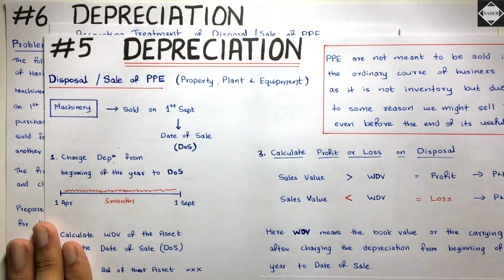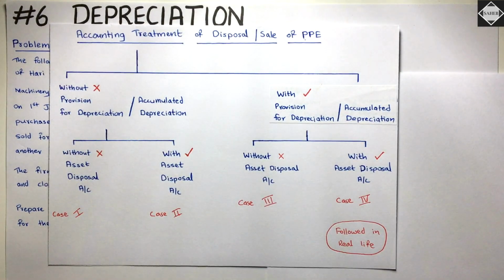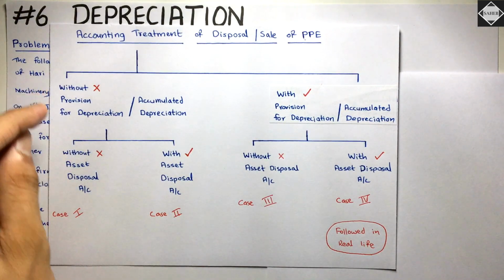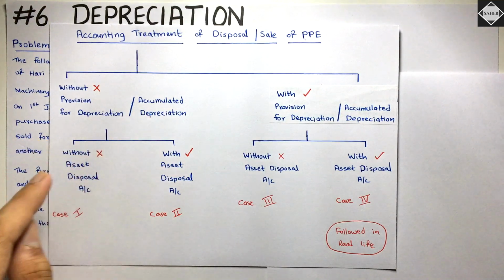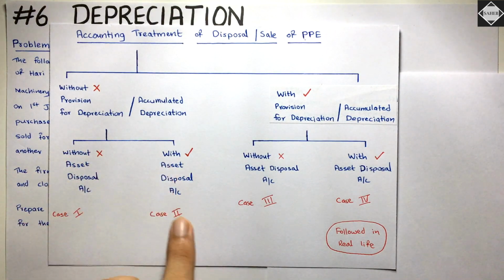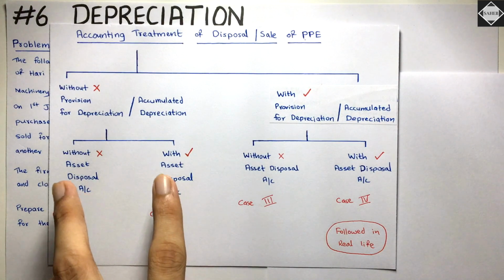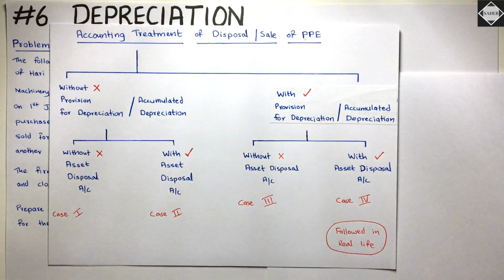Fine. So this is what we did, and in the previous video we saw these two cases of accounting treatment, without provision for depreciation or accumulated depreciation, and without asset disposal and with asset disposal. Both of these cases we have understood properly, and we have also solved a problem on this. It's really simple, it's the same thing actually. Little bit differences are there, and you have to understand that properly.